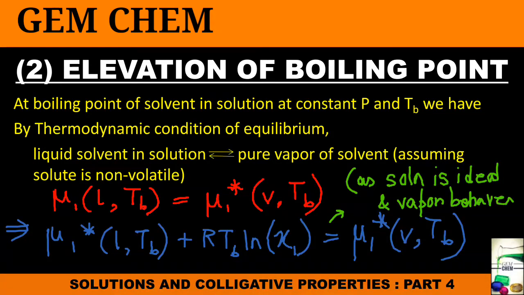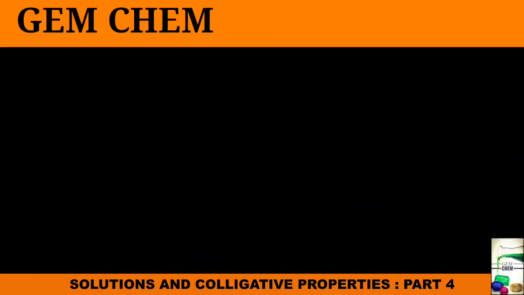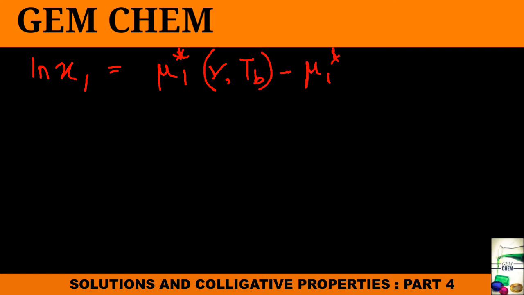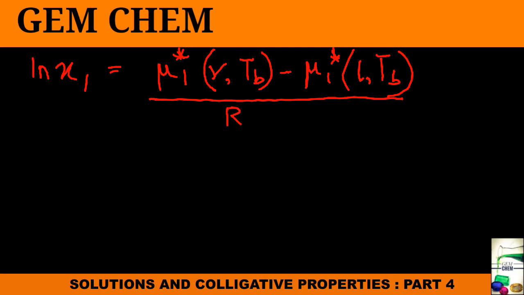This is important to write beside while deriving. Every point should be clarified, right? Now, after this, we will only take ln x1 on the left hand side, and the other terms will be taken that side: mu1 star vapor at Tb minus mu1 star liquid at Tb, by R Tb.